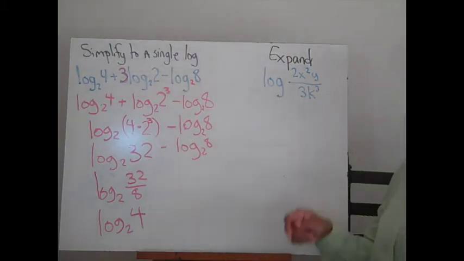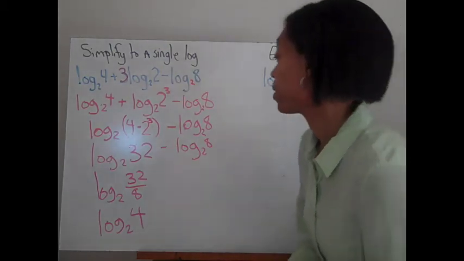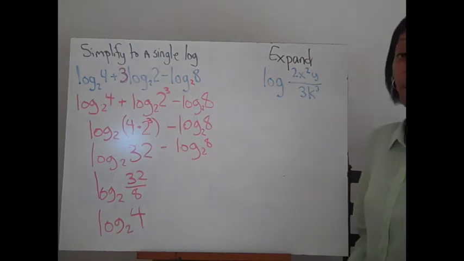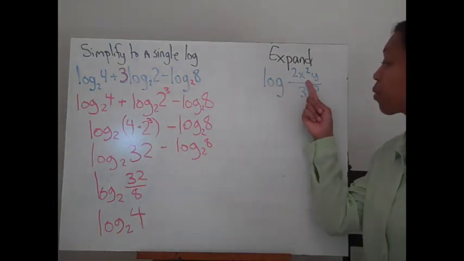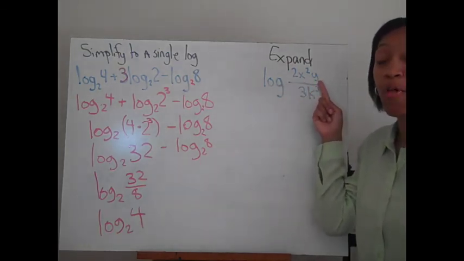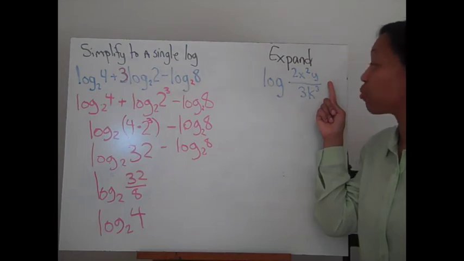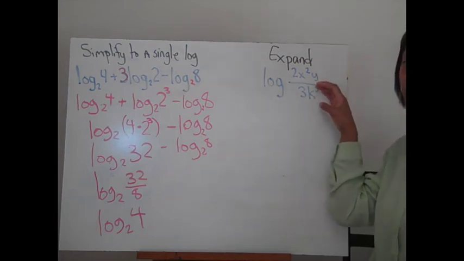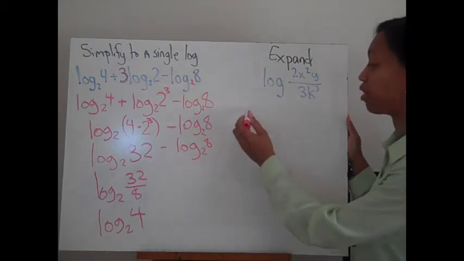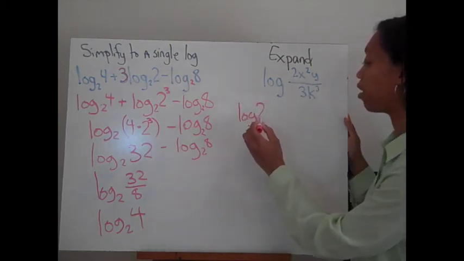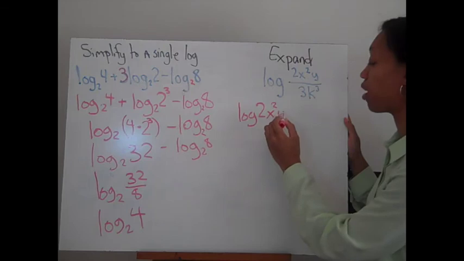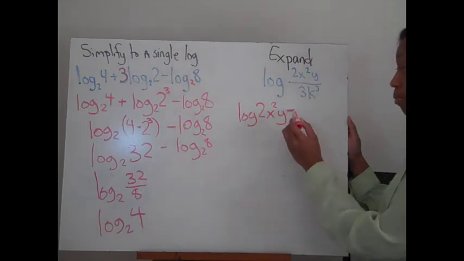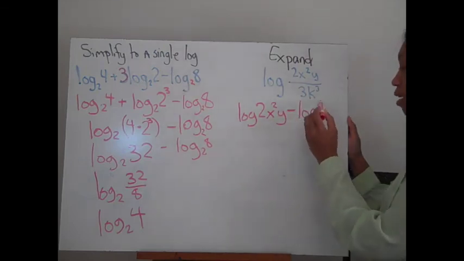Alright, let's see if we can make this one longer. Expand it out. Okay, the first thing I want to do is get rid of this division. Now I know that division changes to subtraction, so I have the thing on the top subtracting the thing on the bottom. So I can split this up into two logs. Log 2x squared y for the top minus another log for the bottom.